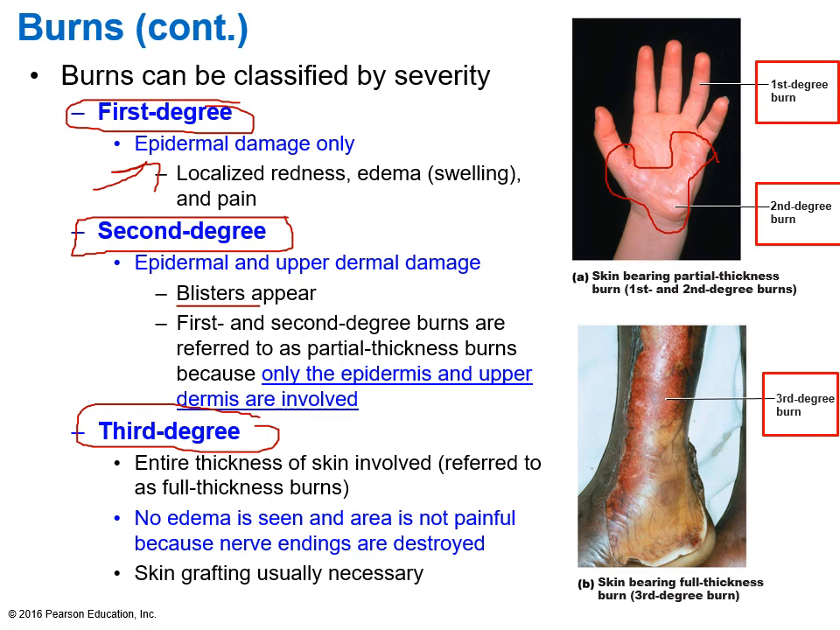So first degree is the epidermis, second degree is the epidermis and the dermis, and then the third degree means that you have the epidermis, the dermis, and the hypodermis that have been affected.